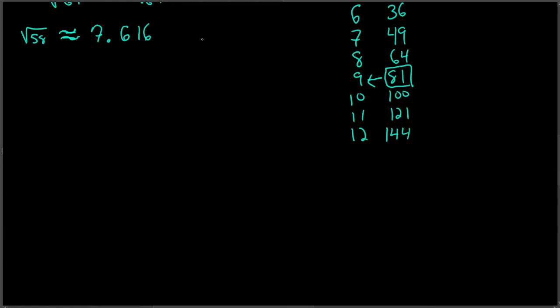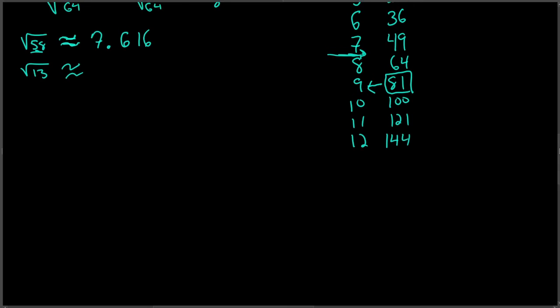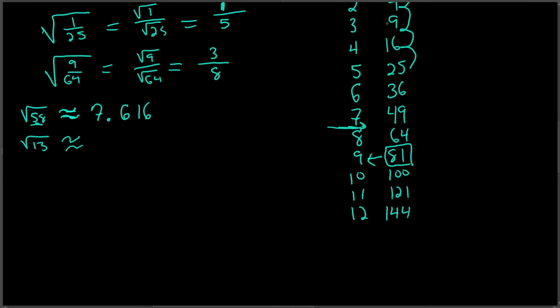Is 7.61. Notice 7 times 7 is 49, and 8 times 8 is 64. So 58 has to be somewhere in between these. And it is. So we can look at some other square roots. The square root of 13. Well, before I put it on the calculator, I'll look. 13 is between 9 and 16. So my answer is going to be somewhere between 3 and 4. So if I type it on my calculator, I get 3.606.